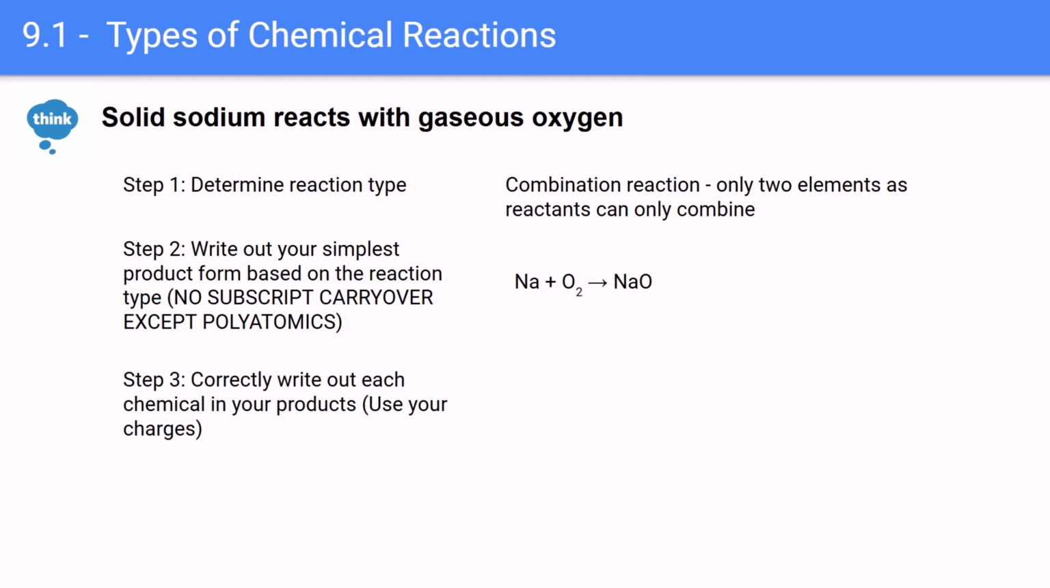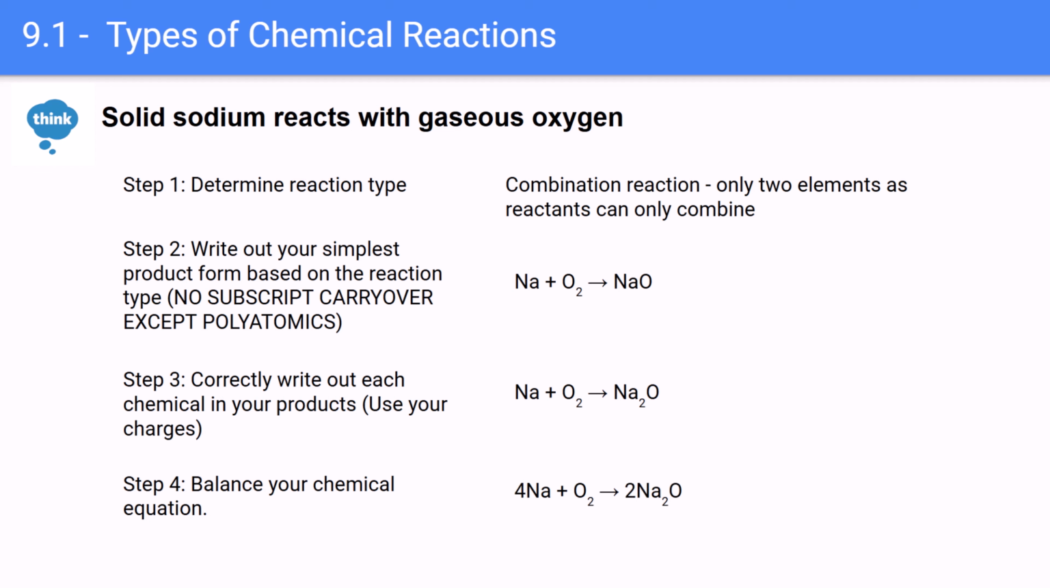Step 3 is to correctly write out each chemical in your products using your charges. So Na is a 1+ charge, O is a 2-, so we cross and drop. So our product is Na2O. And then lastly, we go through and we balance our chemical equation. We have 2 oxygens on the left, 1 on the right. So a 2 goes in front of Na2O, and then we end up with 4 in front of Na. Again, it is a step-by-step methodical process that we work through in order to figure out how to write out these balanced chemical equations.